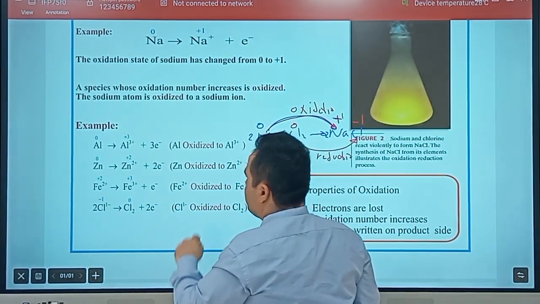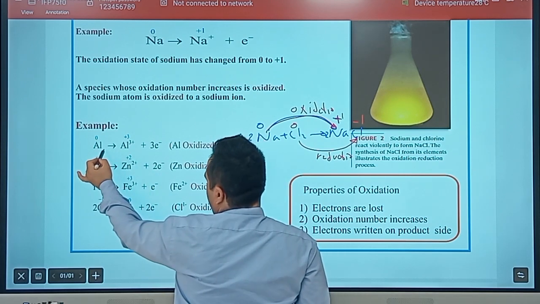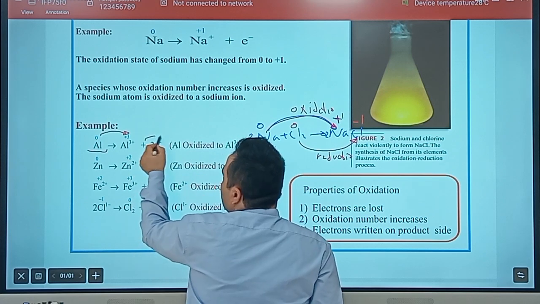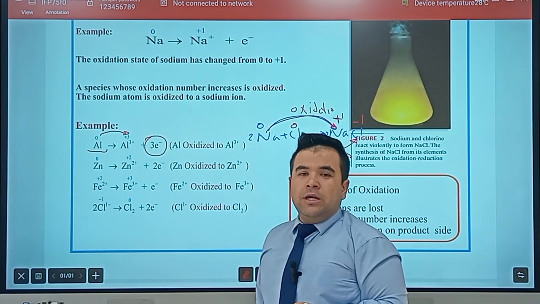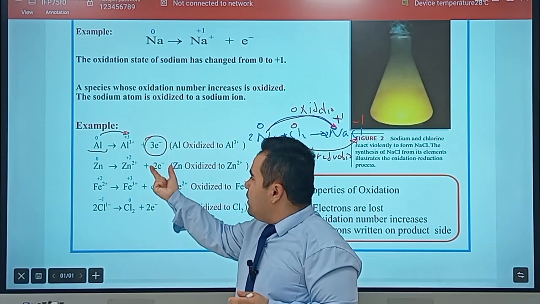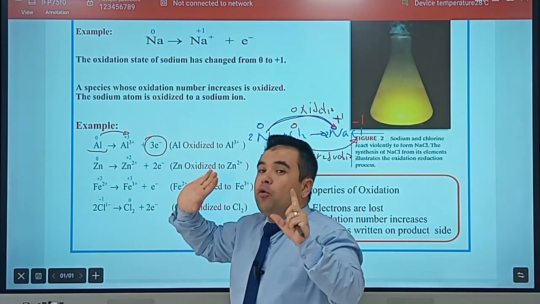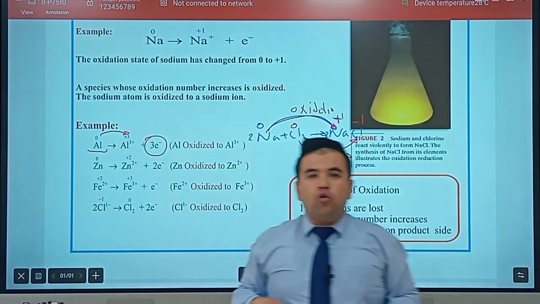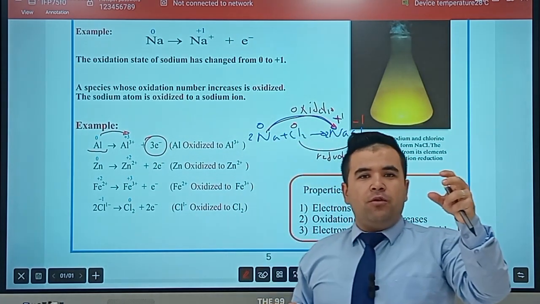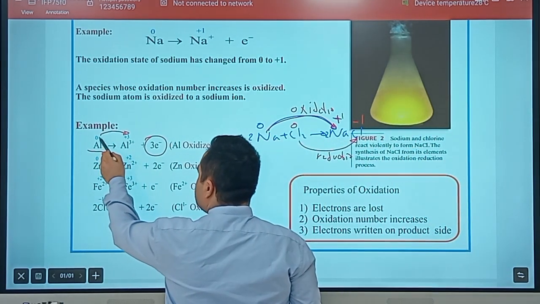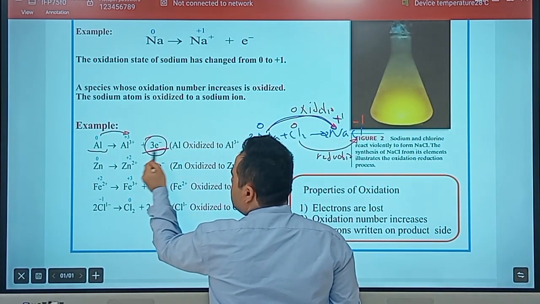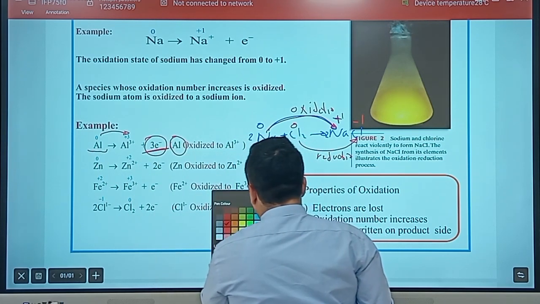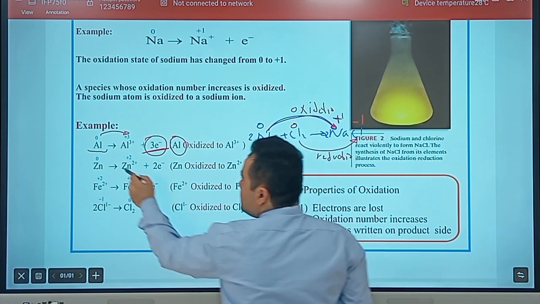Let us provide some more examples for the oxidation reactions, guys. Suppose aluminum changes from 0 to +3. Why did we write 3 electrons? As I told you, we always write the electrons to balance the charge in the product in the oxidation half. How many electrons should we write? The number equal to the difference of the oxidation number from reactant to product. The difference between 0 and 3 is 3, that's why we wrote 3 electrons. Which atom is oxidized? Of course, aluminum is oxidized to form aluminum +3.